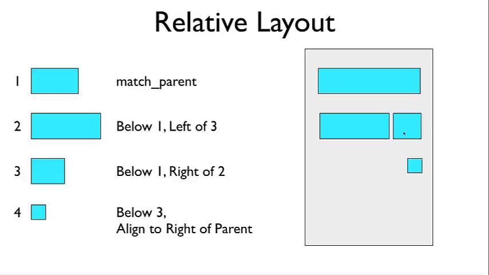This is 3, that is 3. Then I'm going to say when I put this component in here, I want it to be below 1, it is, and I want it to be the right of 2, which it is. So that's how that fits. And then finally, for the last one, I'm going to say I want it to be below 3. You don't have to say below 2 and 3, just below 3 works. And then I want it to align to the right of the parent, which is the relative layout, and that's where it is, to the right.